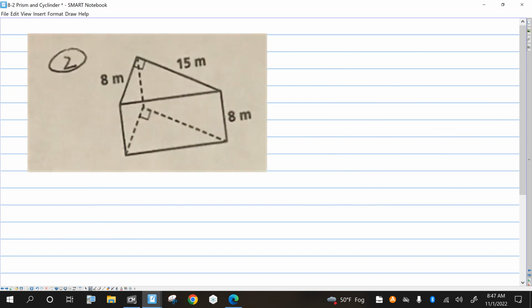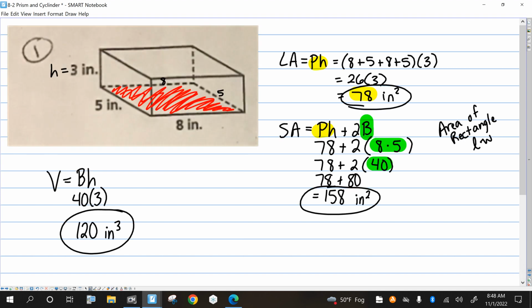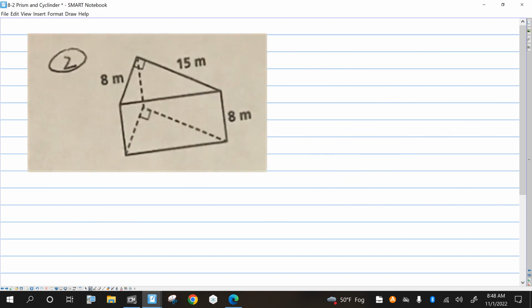All right, let's look at problem number 2. Now, I've got a triangular prism here. Just draw a right triangle, then draw another one below it, and connect them. So, it's perimeter of the base times the height. So since the base was that rectangle, you add up all 4 sides. See, it's PH, perimeter of the base times the height.